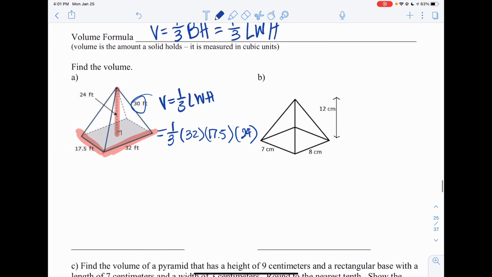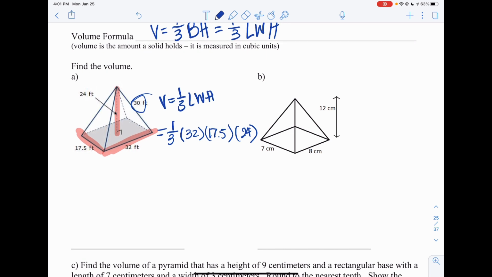Okay, now I'm going to go ahead and start simplifying. I'm going to multiply 32 times 17.5 times 24 first. So I'm going to bring down that 1/3. And when I multiply 32 times 17.5 times 24, that is equal to 13,440. Okay, and now all I have to do is multiply it by 1/3 or by the decimal form, which you probably don't want to do because it's going to give you a repeating decimal. So just multiply it or divide it by 3.